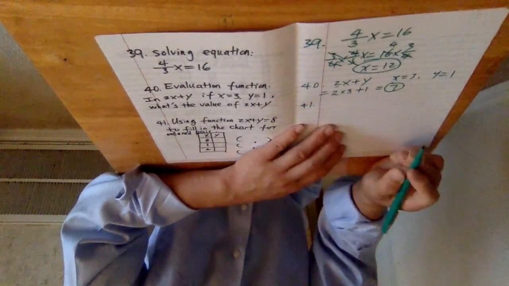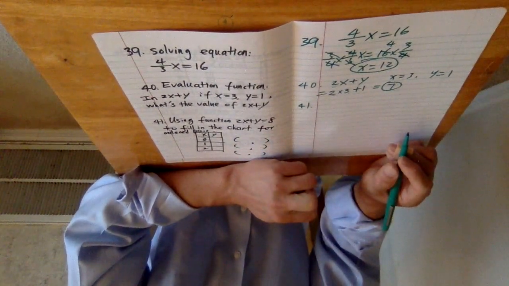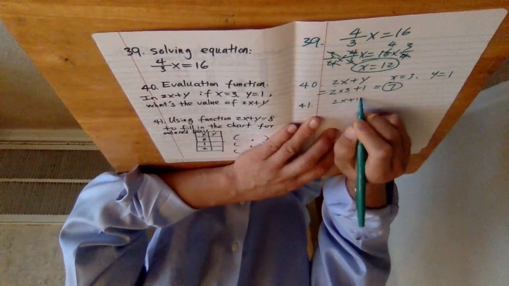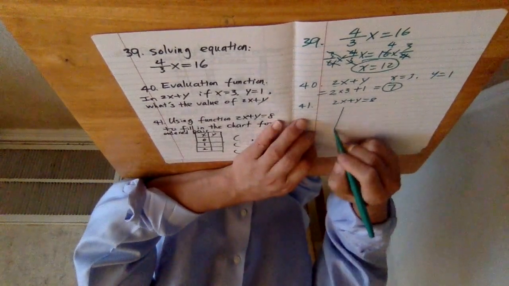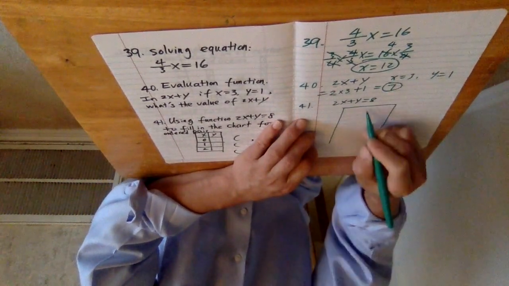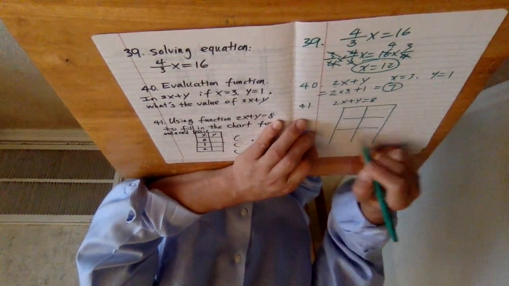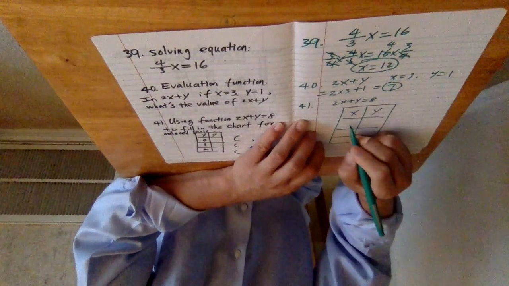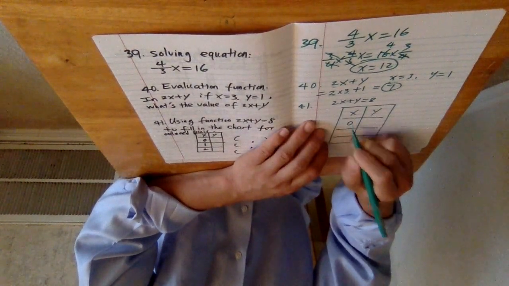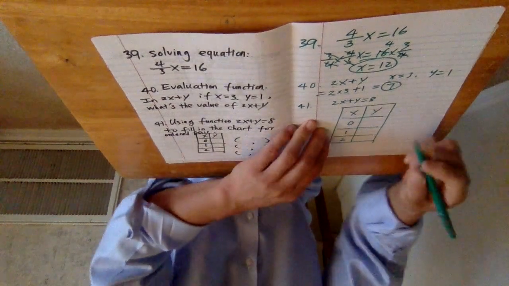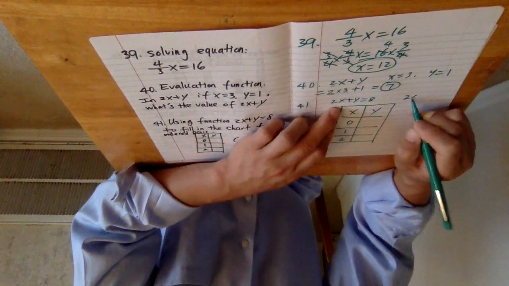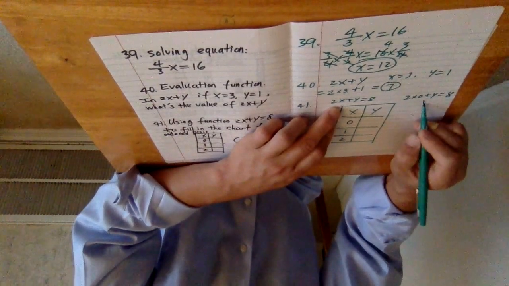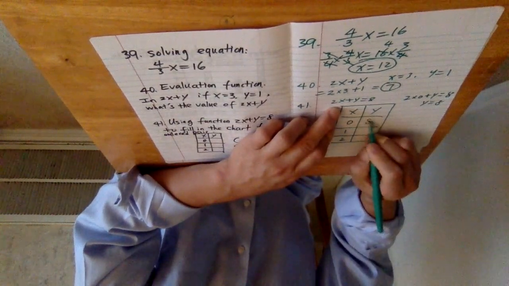Number 41, using the function 2x plus y equals 8 to fill in the chart for all the pairs. We know it's 2x plus y equals 8. For the chart here, x and y, they're giving us x equals 0, 1, and 2. So 2 times 0 plus y equals 8. 2 times 0 is 0, so y equals 8. So the first one will be 8.